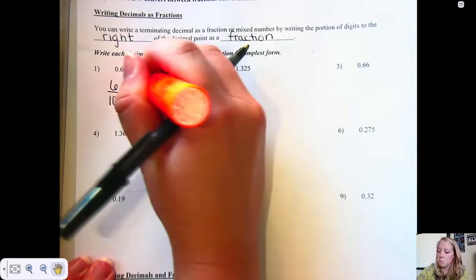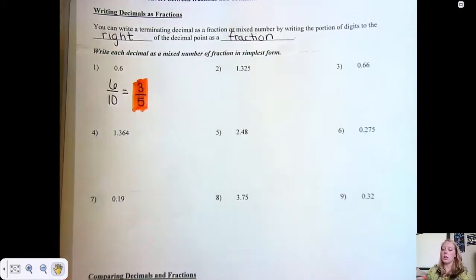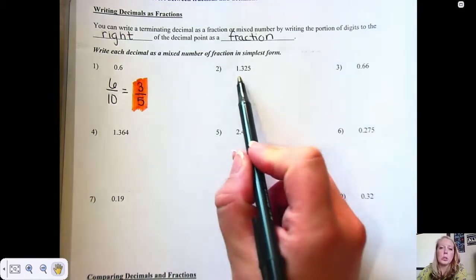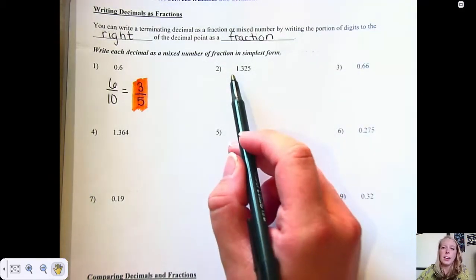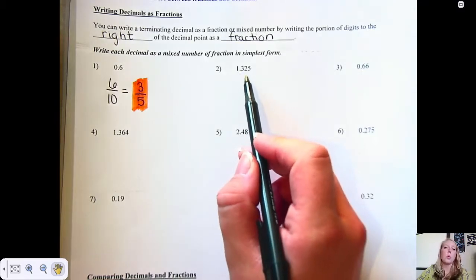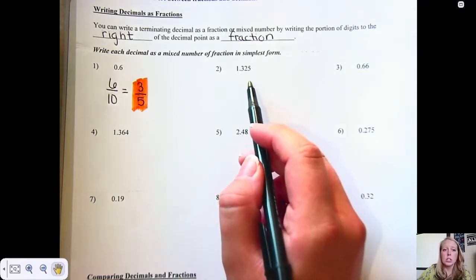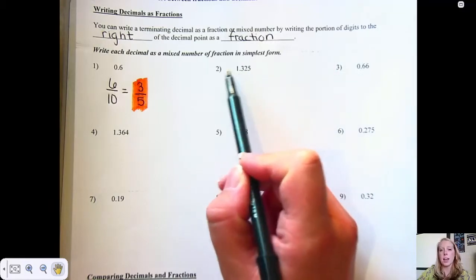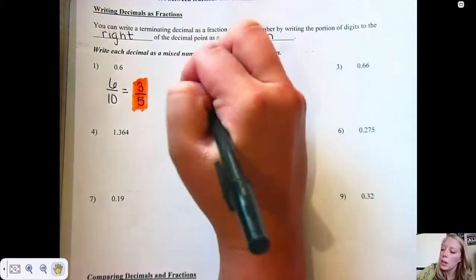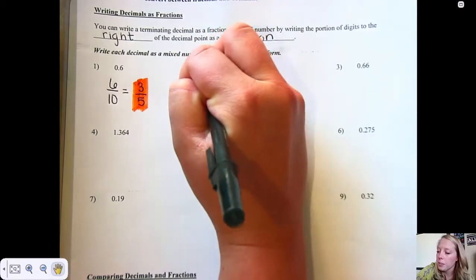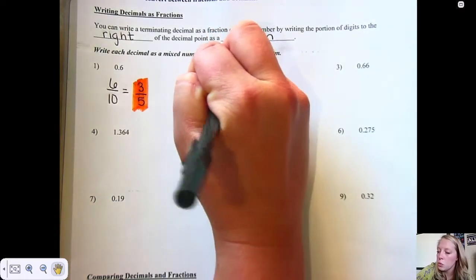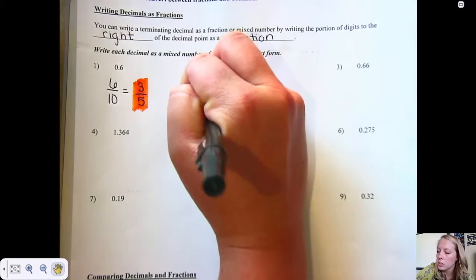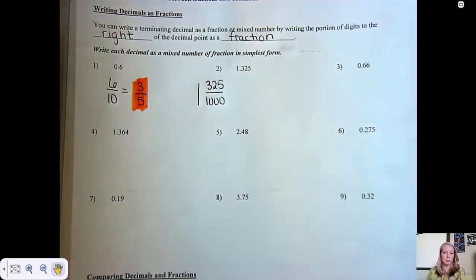See? I think it's a lot easier than going fraction to decimal. I think it takes a little less work. Now, number 2, you would read this as 1 and 325 thousandths. So here's how you write this. This is a mixed number because it's got a number on the left side of the decimal. You would write this as 1 and 325 thousandths. Looks like that.